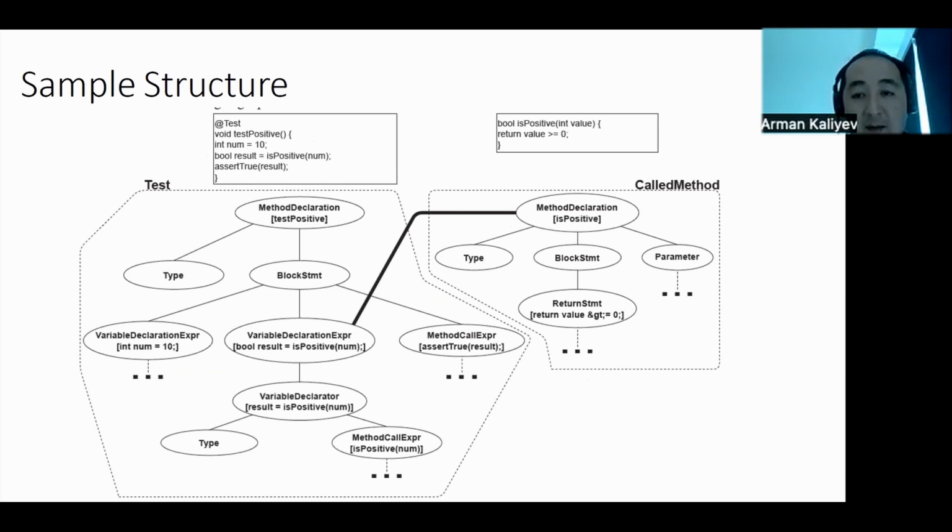So here's an example of a sample structure that we feed our neural network. Above is the unit test with the called function. You see that unit tests have a description of setups of variables, like num is equal to 10. Then there is the call function and assert. We also have information about what method is called based on the call graph. We build the abstract syntax tree and connect two graphs into one: the unit test graph and the called method graph, using the call graph. This is basically the graph of the unit test that we feed to our neural network.